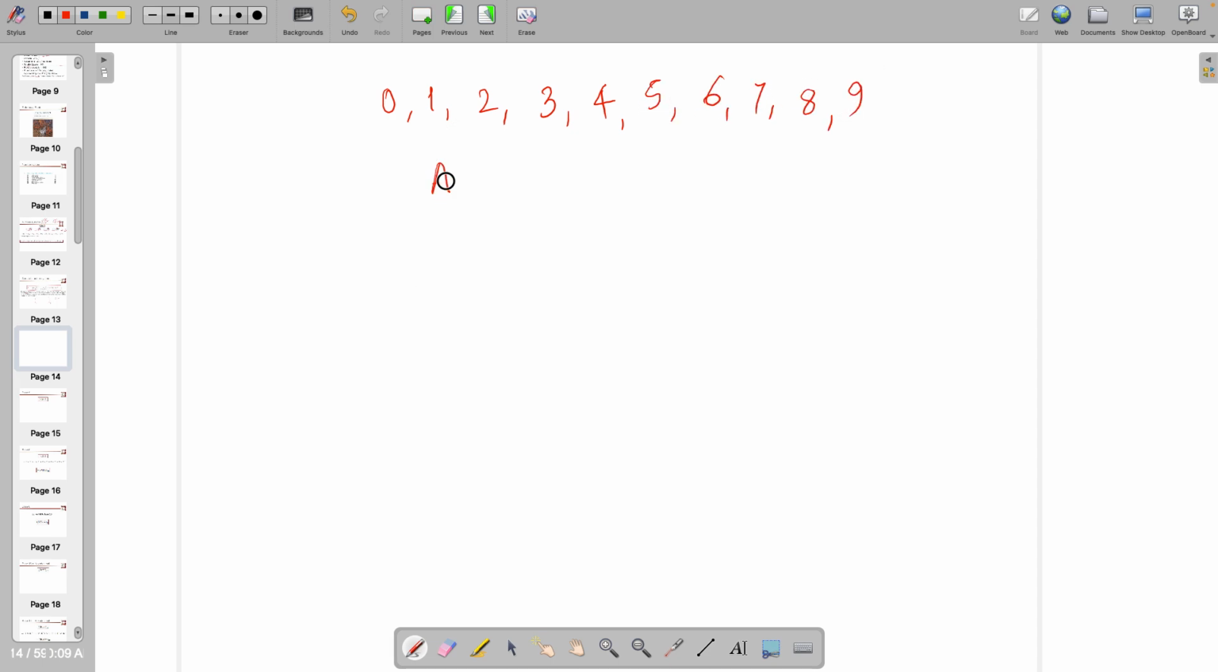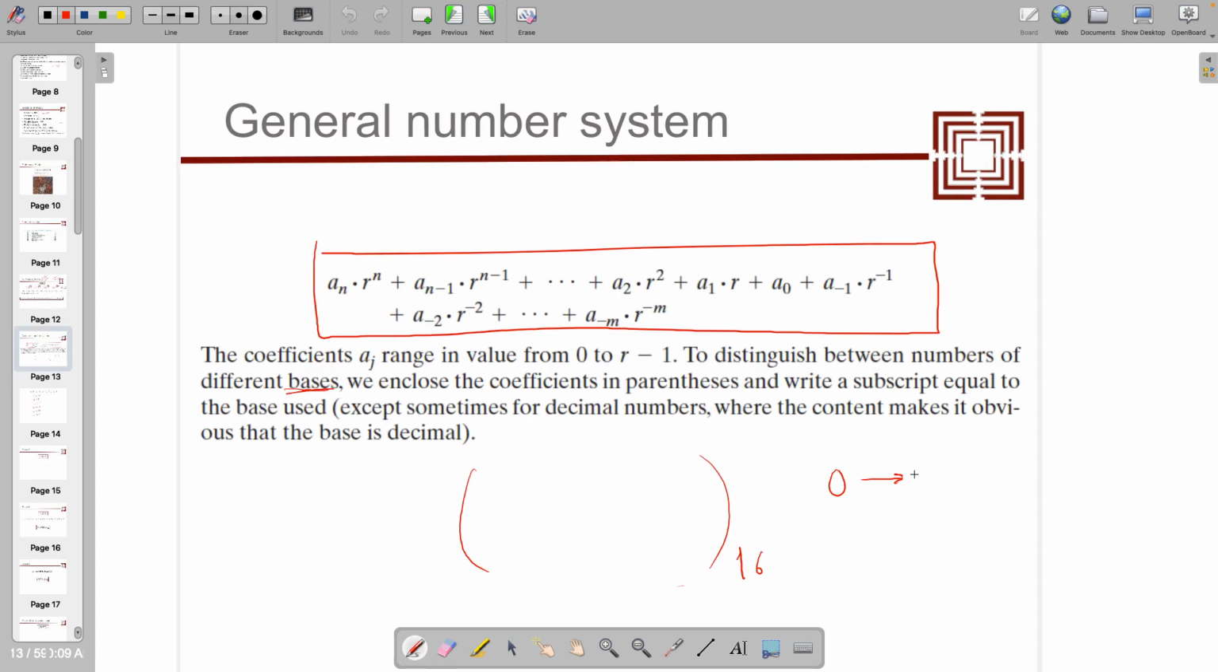But 10 is A, 11 is B, 12 is C, 13 is D, 14 is E, and 15 is F. So you can see over here, you can go from 0 to F, right? And when you are representing these numbers and you want to convert any of the base system to a decimal, you have to follow this equation.